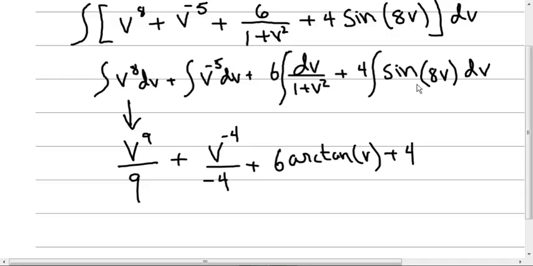plus 4 times, what's going to happen here? Well, you just got to recognize that we're going to need the antiderivative of sine, which is going to be a minus cosine of 8v. But then, and this is a case of our good guessing, we're going to need something to take care of this 8, because if we take the derivative of this, we're going to get sine 8v times 8. So to make this work out, we've got to divide it by 8 like that.